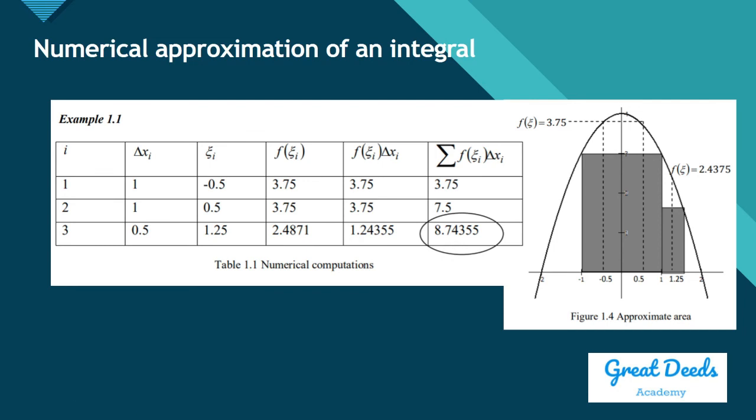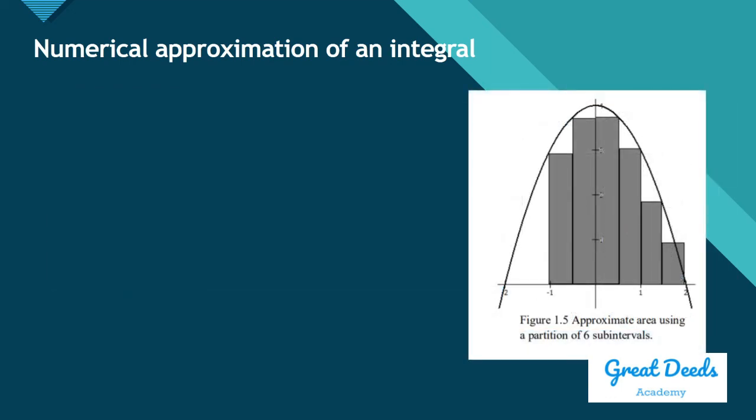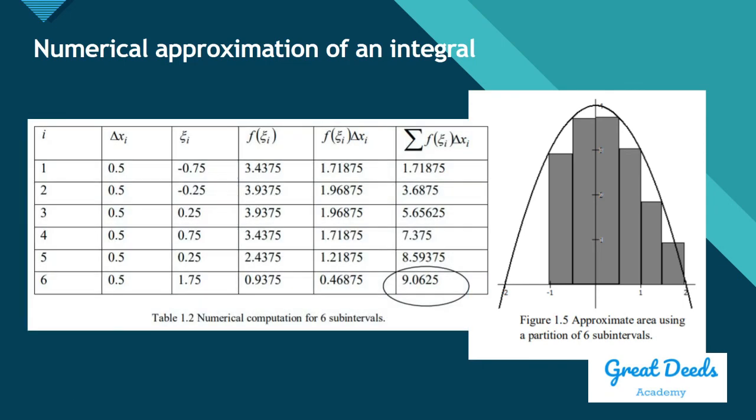Let us do better. Let us do it in a better way, and we can do it by increasing the partition. Let us not stick to 3. Let us make it 6: 1, 2, 3, 4, 5, and 6. Let us get the areas of each of those rectangles. Let us get the cumulative area, or the cumulative sum. And look at that. It is now 9.06.